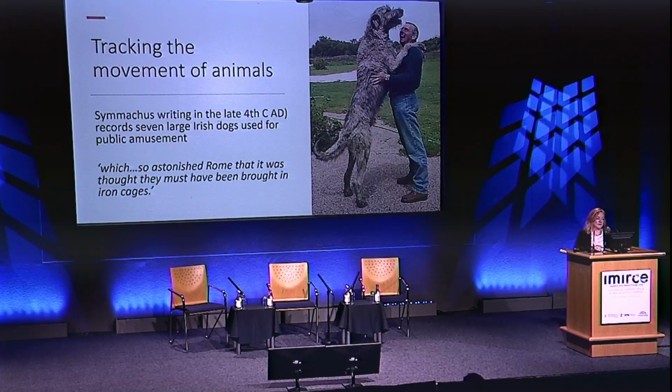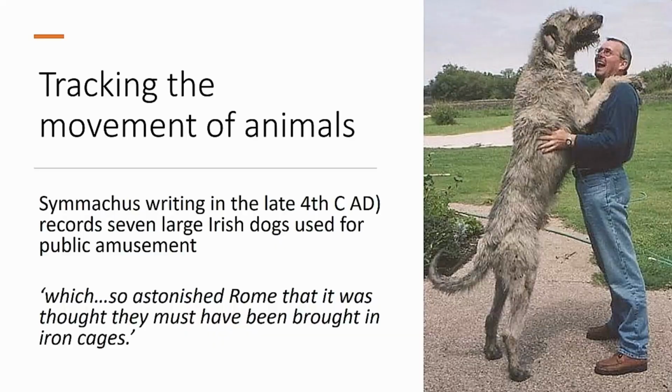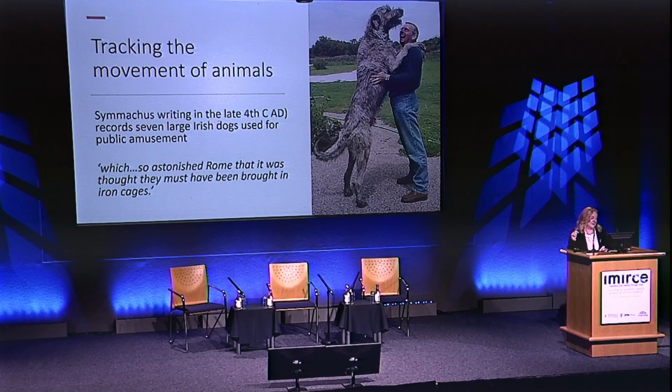And this is Brendan, the wolfhound. And anybody who's heard me talk before, I love this picture because it gives you an indication of the sheer size that we are talking about, because his owner is actually 6 foot tall. So you can see when we have a classical record referring by Symmachus of the 4th century, they talk about 7 Irish dogs being paraded through the streets of Rome, and they thought that for people's amusement, and they thought they should have been kept in cages, a bit like the other exotic animals that were being paraded through the streets of Rome. And we suspect what we're actually seeing here is the exportation of hunting dogs and something like a wolfhound, if it was that size. Of course, it's probably a bit of exaggeration as well.